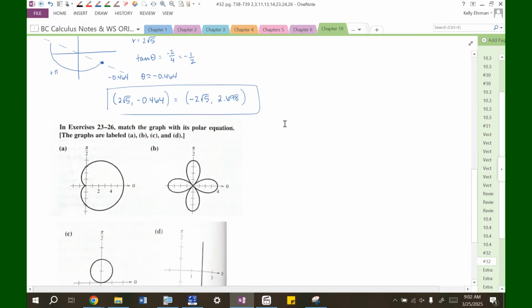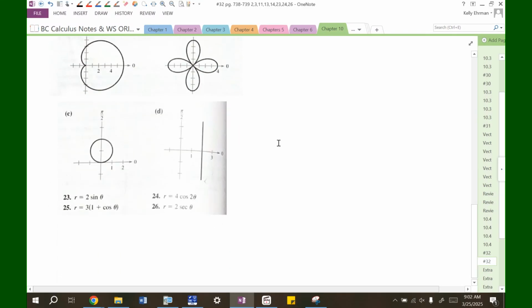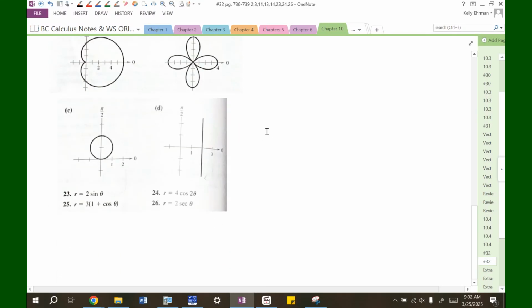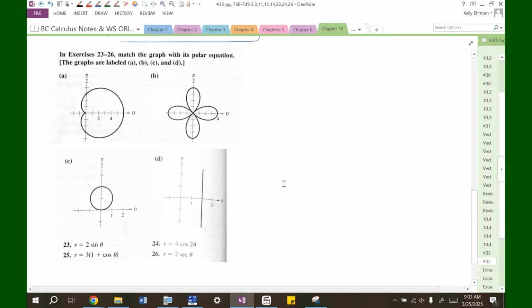All right, the last section is matching. I'm not sure why I had it as like 23, 24, 26. Well, we're not going to leave out 25. This is matching. So do the ones that you know. We did a couple of these in our notes. We did a vertical line in our notes, right? Where did this come from? This was 2 secant theta, because that was like r equals 2 over cosine theta. And you could say r cosine theta equals 2. And r cosine theta is how we calculate x. So 26 has to be D.